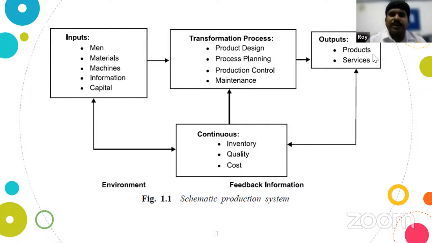Three words you need to remember: input, process, output. What will come under the input? The 4 M's and the information. And in the process, your production planning, production control, and after that, maintenance. And output, we know P or S, product or the services. And this inventory control, quality control and cost control will be a continuous thing. And you will get some feedback or information in this environment.